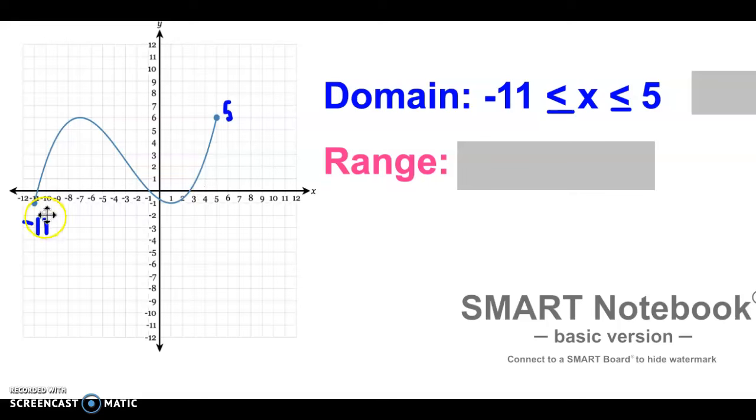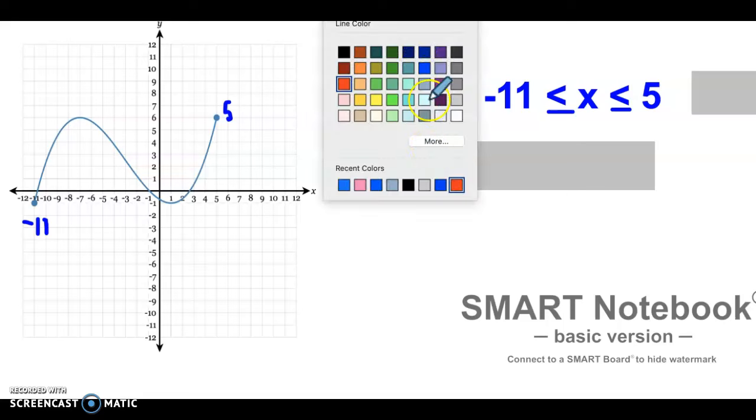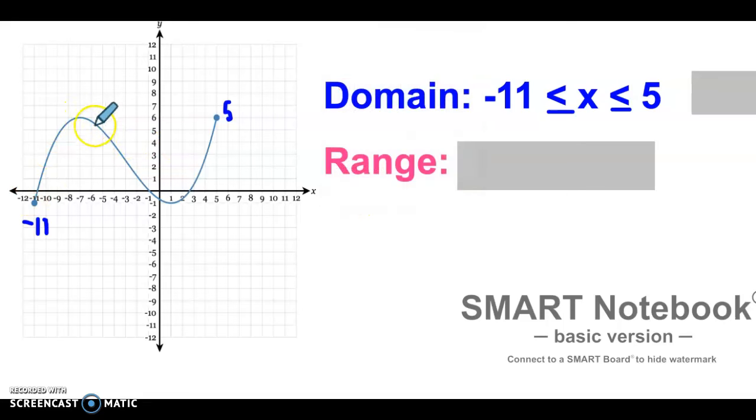Now, we found the domain by looking for the smallest x value and the biggest x value. To find the range, we're going to look at our graph and find the smallest y value and the biggest y value. So the smallest y value is going to be the lowest point on our graph. So if we look here, we want to find the lowest point, and our y value right here is -1.